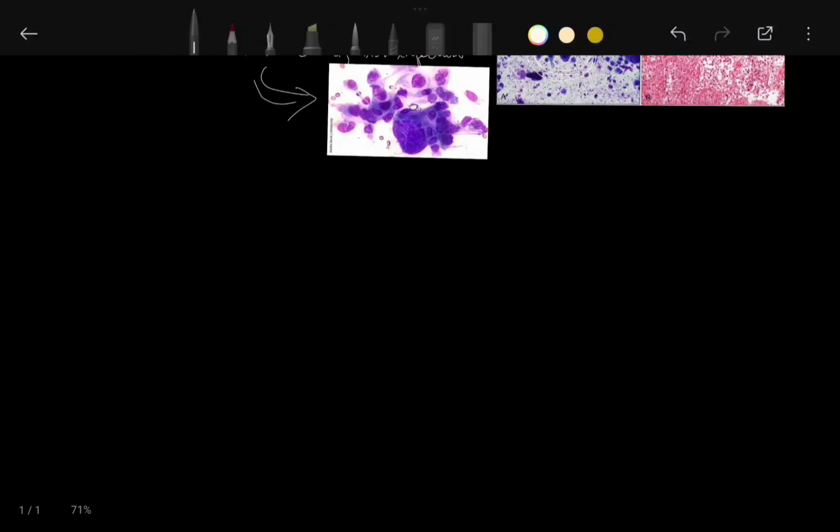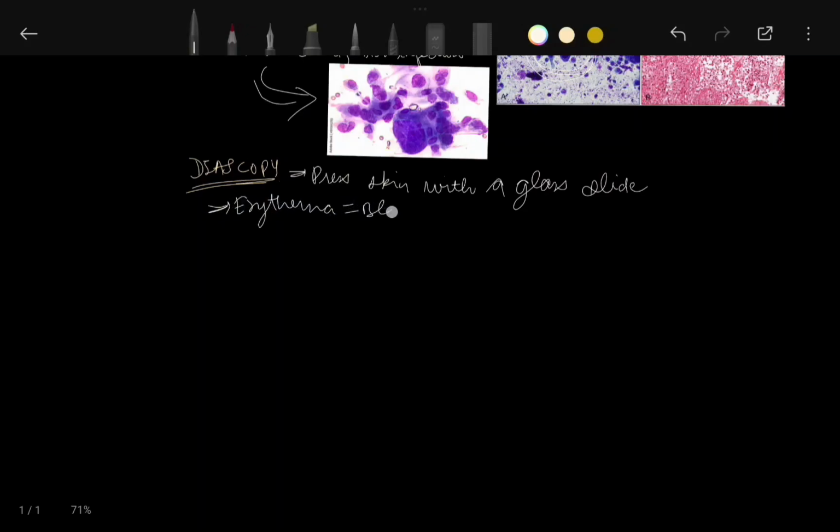After Tzanck smear, first of all we studied the Wood's lamp, then the potassium hydroxide test, then Tzanck smear, then we will come to diascopy. In diascopy, we press the skin with a glass slide, and there is erythema, which blanches on diascopy.